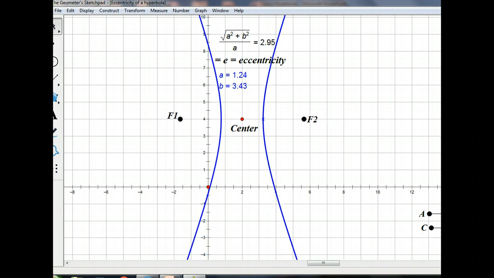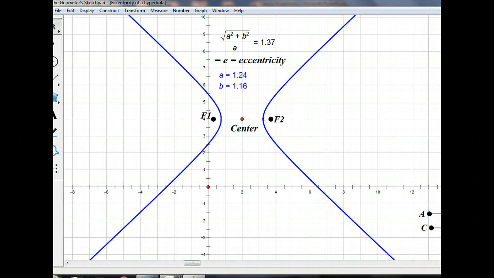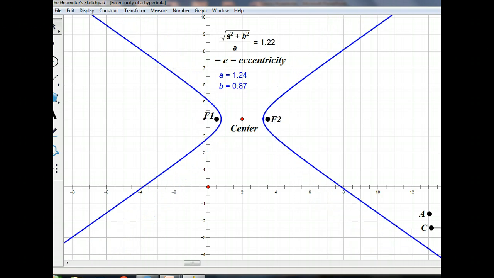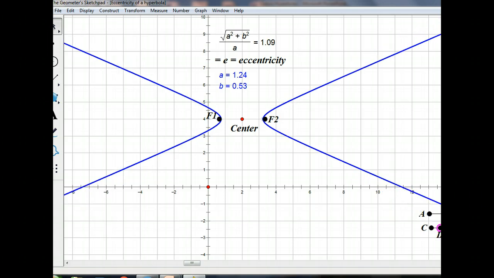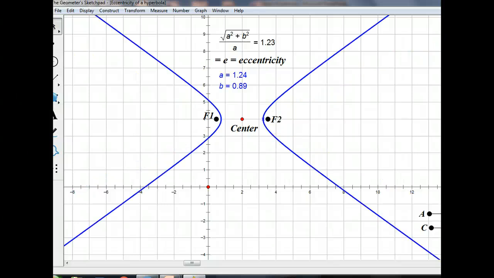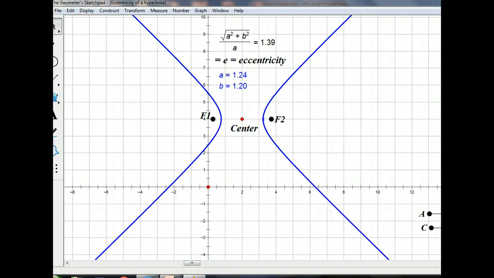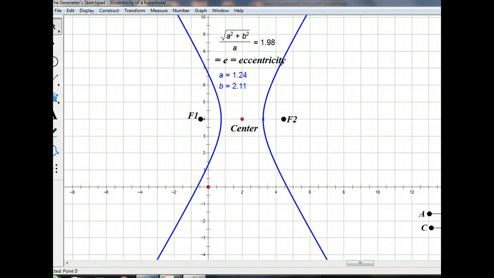Now we can go back and bring it back in, and you can start to see that it's going to come in and look a little bit more curved there. And also at the same time, the focal points are closer to the vertices because that ratio is almost 1 at this point. They're almost the same. Okay, so you can get an idea of what the eccentricity means when we're talking about a hyperbola.